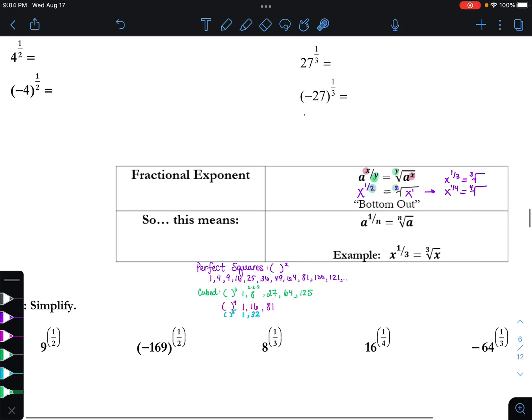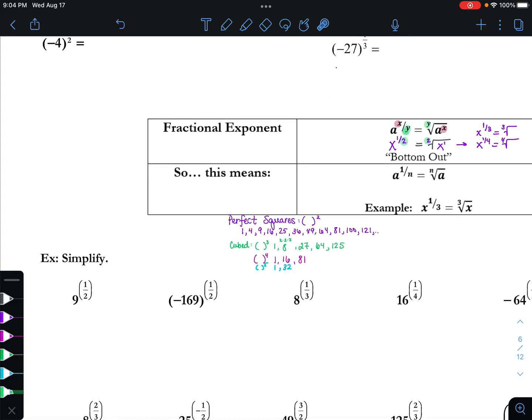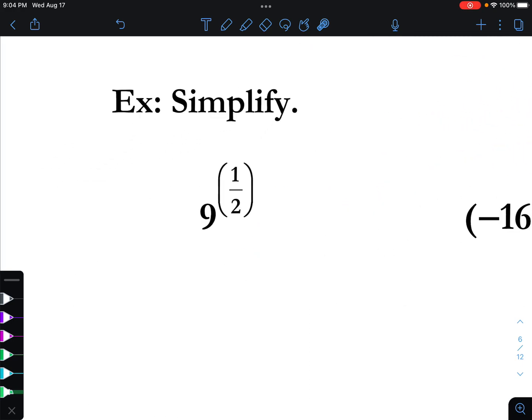So let's see how we can use this transformation from a rational exponent to a radical, the knowledge of these numbers to help us reduce some of these powers with rational exponents. So we'll start off easy. 9 to the 1/2. We can convert this to a radical where the bottom comes out, right? So the 2 becomes the index, and then 9 just stays inside. 9 to the first power. The square root of 9 is 3, right?